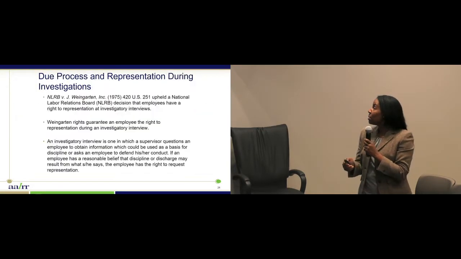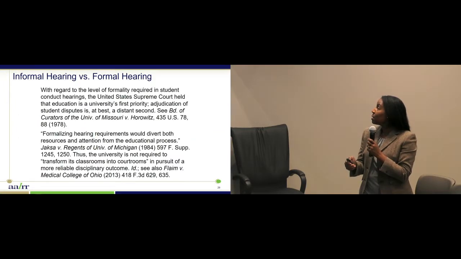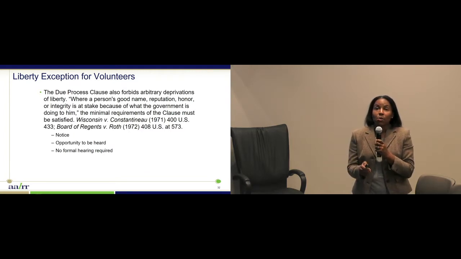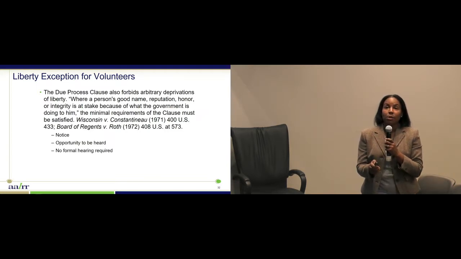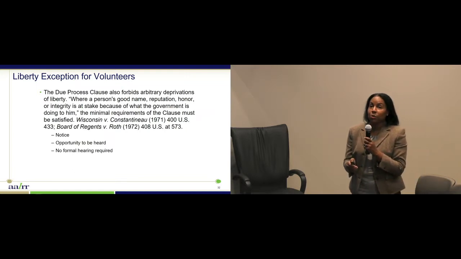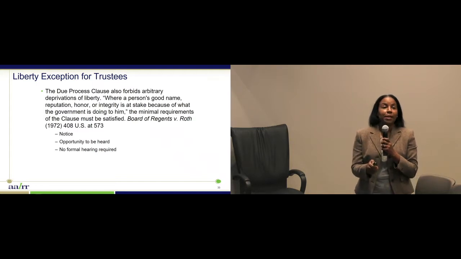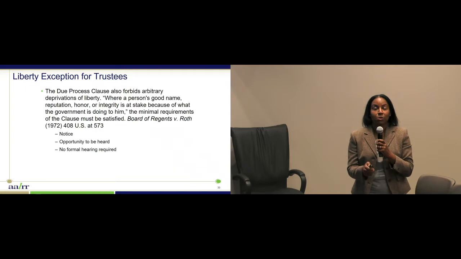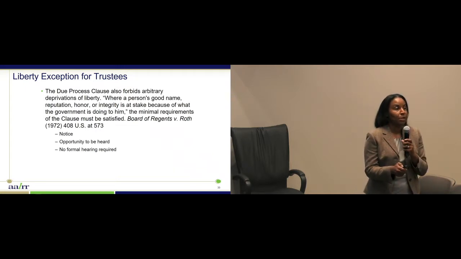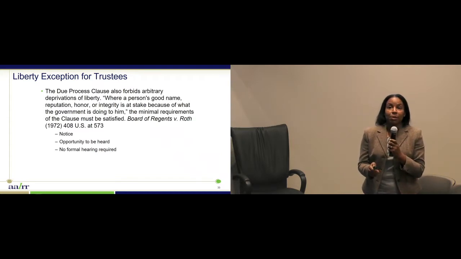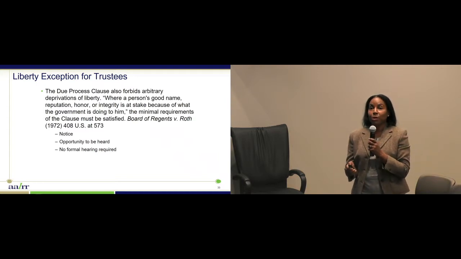So we're going to go back to our earlier slide, which is slide 32. So notice, opportunity to be heard, and no formal hearing required are what process would be due with respect to the liberty exception for volunteers. Liberty exception for trustees is the same, because trustees are elected and trustees have an obligation with respect to the district. They don't have the property interest right we saw with respect to employees. So we're dealing with the same interest: notice, opportunity to be heard, and no formal hearing required.